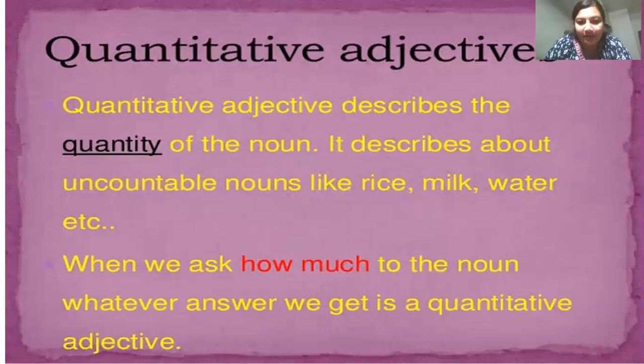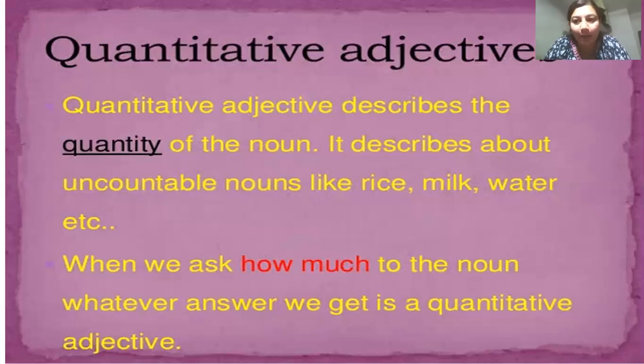Quantitative adjective describes the quantity of the noun. अभी जो quantitative adjectives होते हैं, what are its function? जो adjective of quality है, it tells us about the quality of the noun जिसके बारे में sentence में बात हो रही है. But quantitative adjective का क्या काम है? It gives us information about the quantity of the noun कि हम जिस भी noun के बारे में बात कर रहे हैं, वो कितनी quantity में है. It describes about uncountable nouns.